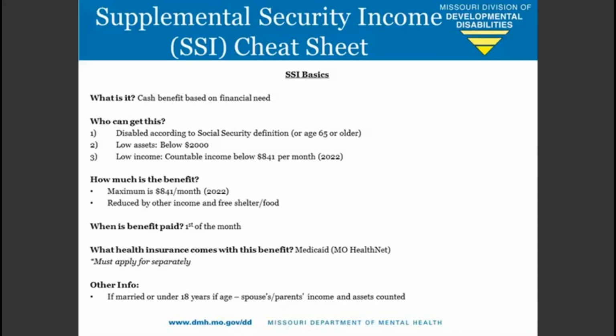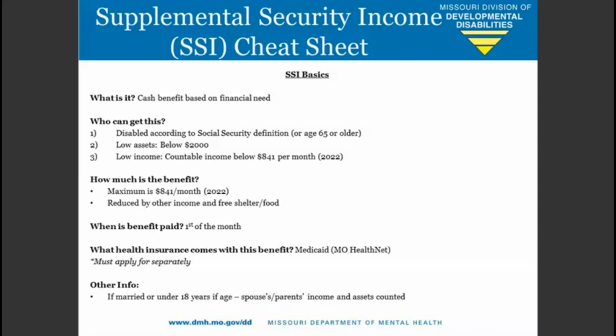That's the most anybody can get in supplemental security income. And it's also reduced by other income as well as assistance with food and shelter. So when is the benefit paid?